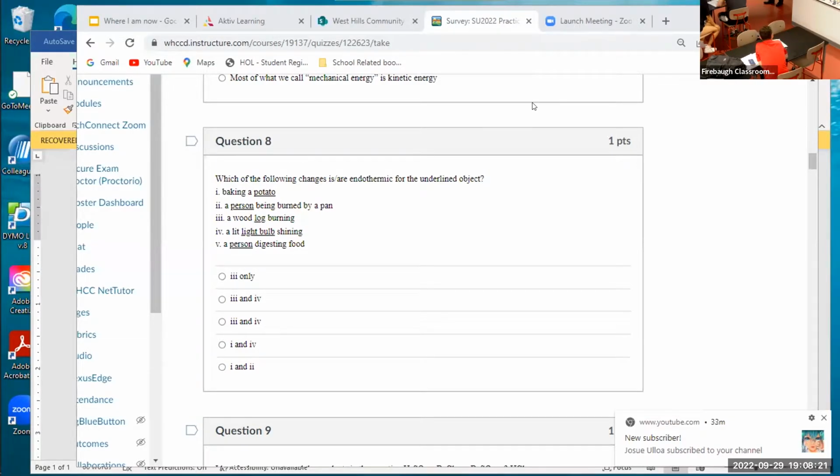Number 4, a lit light bulb shining. It releases the shine, so it's releasing. Number 5, a person digesting food. Like pooping. That's part of the digestion part of it, but that's like the last part of it.